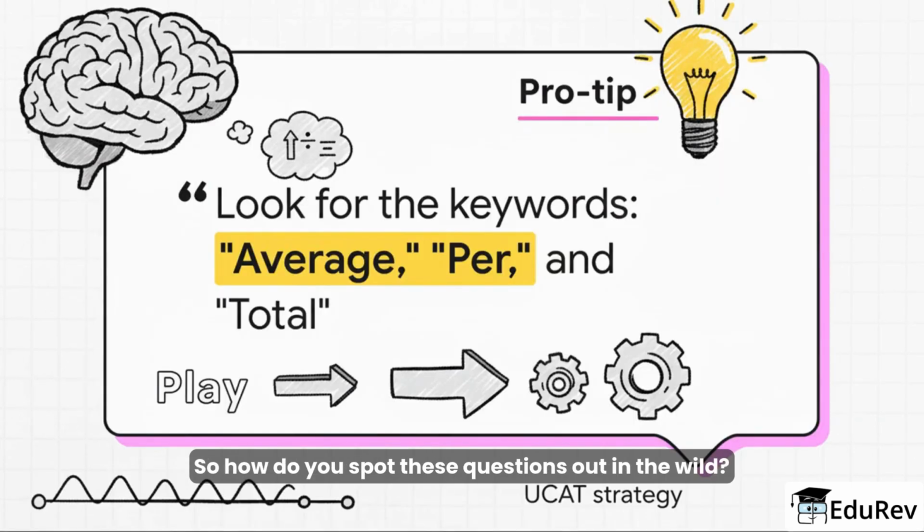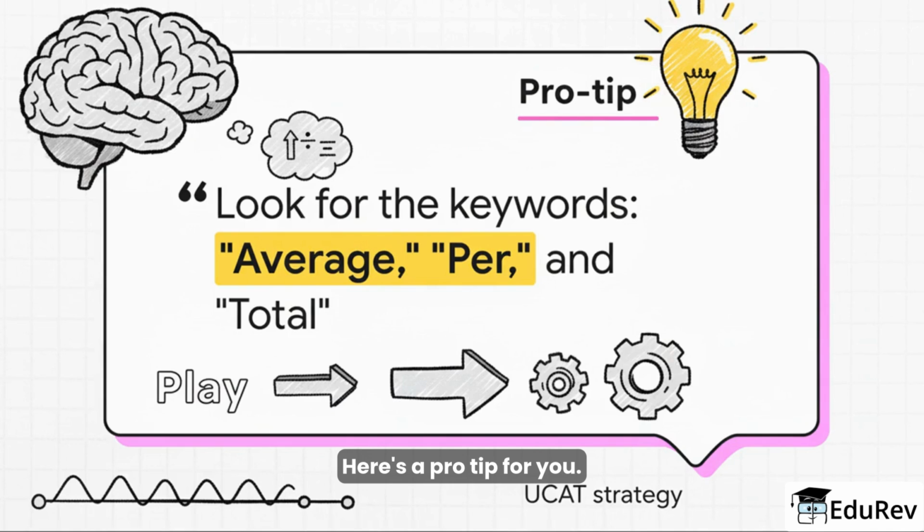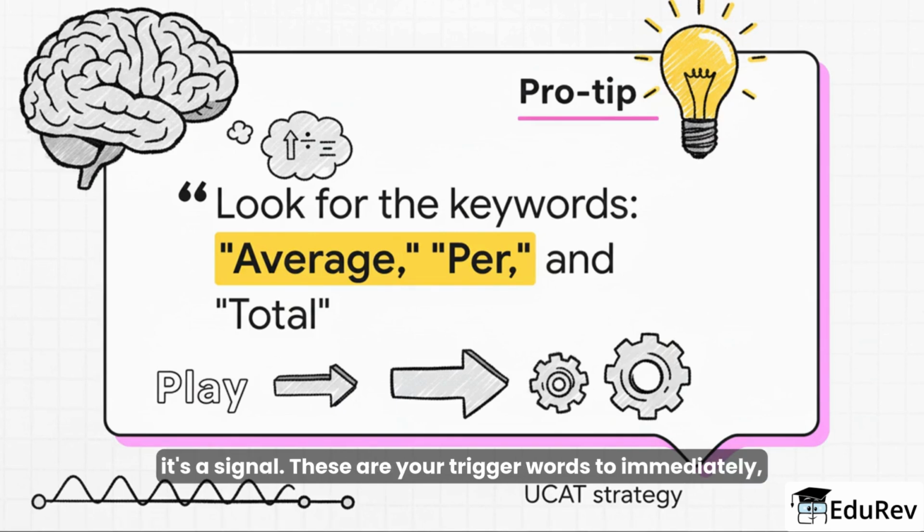So how do you spot these questions out in the wild? Here's a pro tip for you. Train your brain to react to certain keywords. When you see average or per, like in cost per item, or even the word total, it's a signal. These are your trigger words to immediately pull out that mean play from your playbook.